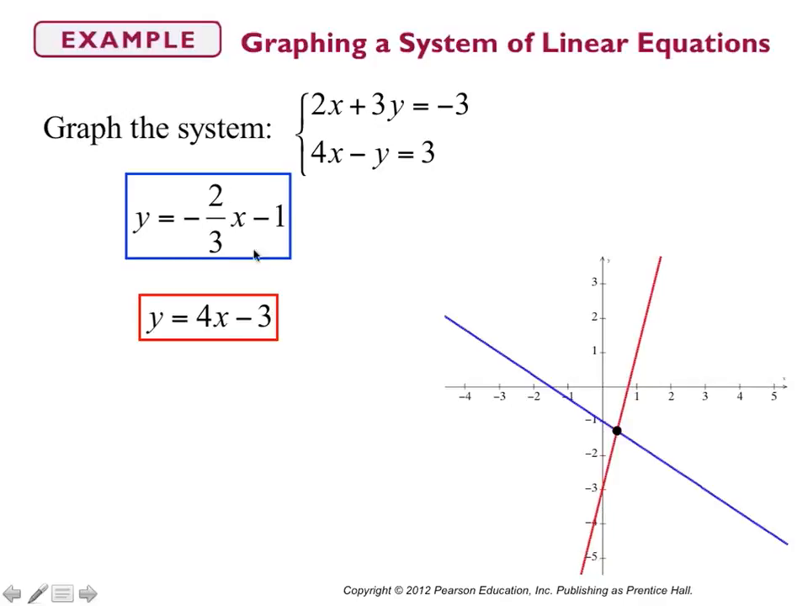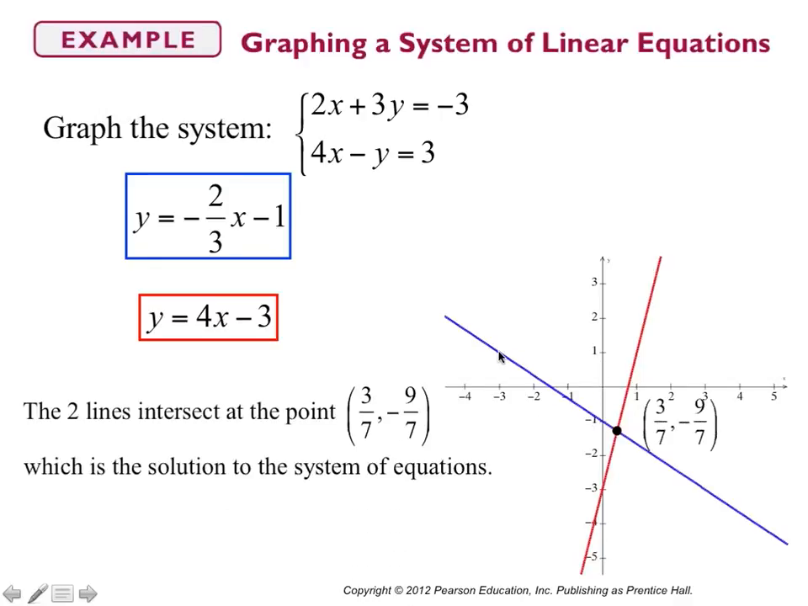And then if you look at the blue line, it has a y-intercept of -1, and the slope is -2/3, meaning that we can go down 2 and to the right 3, or I could go up 2 and then to the left 3. So the two lines intersect at the point 3/7, -9/7, and that is the solution of the system of equations.